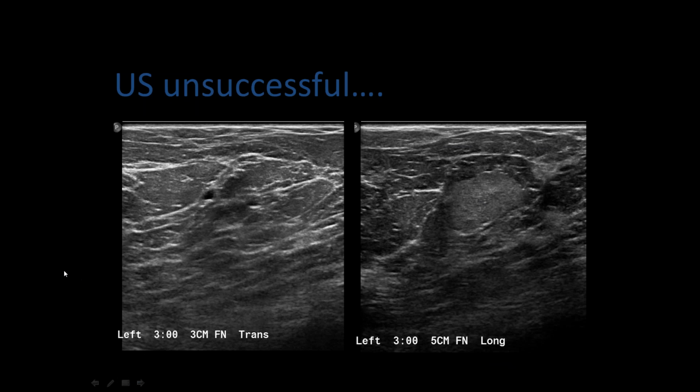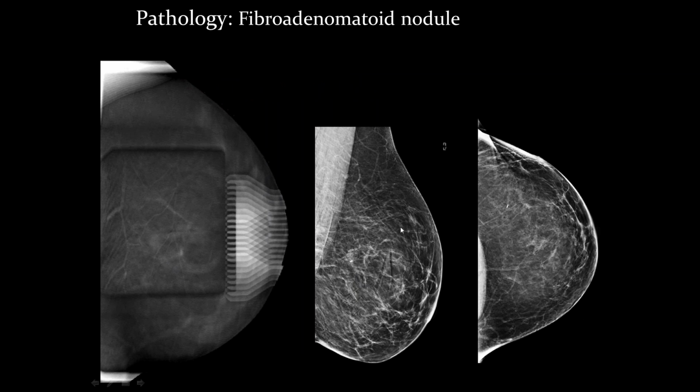So we did an ultrasound to see if we could find it. Now, it's not surprising that we couldn't find it because of all this fatty tissue, and fatty tissue is difficult to scan with ultrasound, but we couldn't find anything. So we elected to do a tomosynthesis-directed biopsy, and here we are coming from the lateral. And there it is right there in the center, so we can easily see it. And we do the biopsy and place the clip. And this turned out to simply be a fibroadenomatoid nodule.